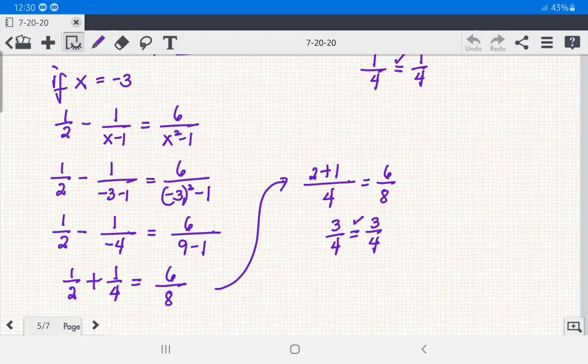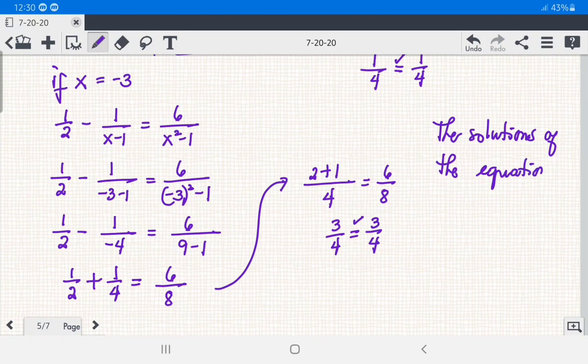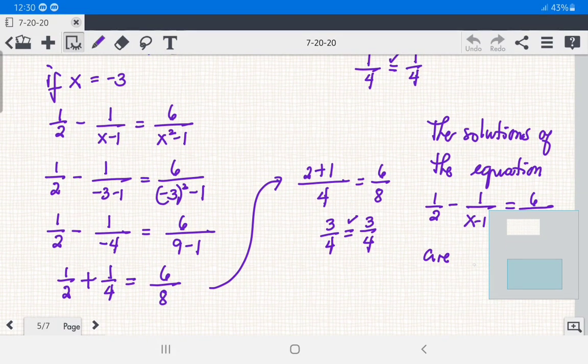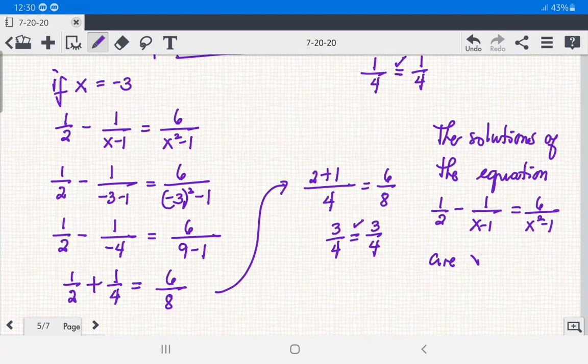So, here we can say that the solutions of the equation 1 half minus 1 over x minus 1 equals to 6 over x squared minus 1 are 5 and negative 3. Okay, that's it.